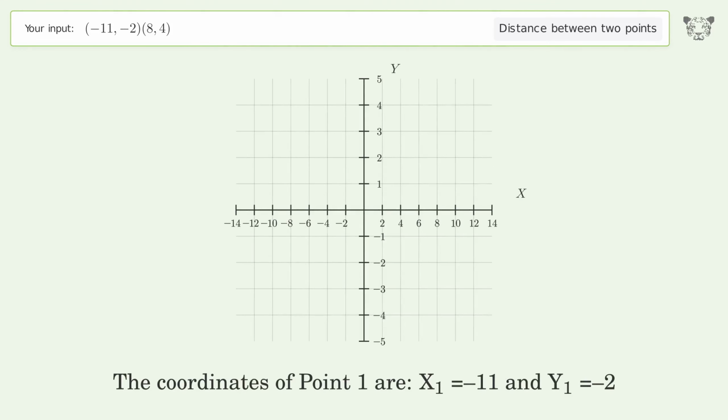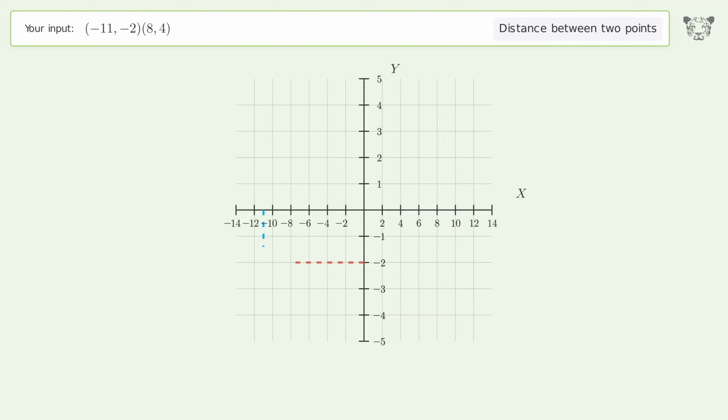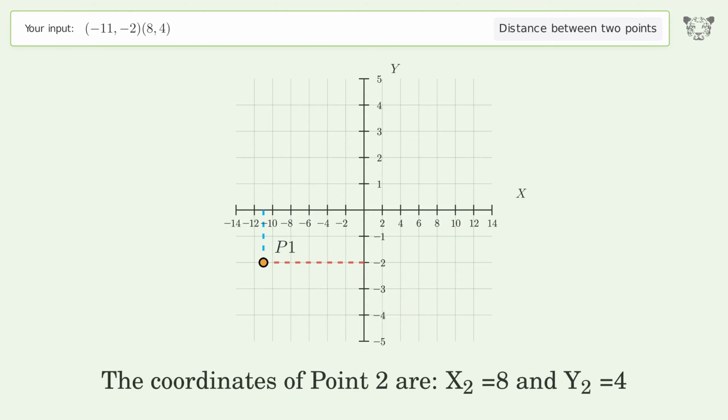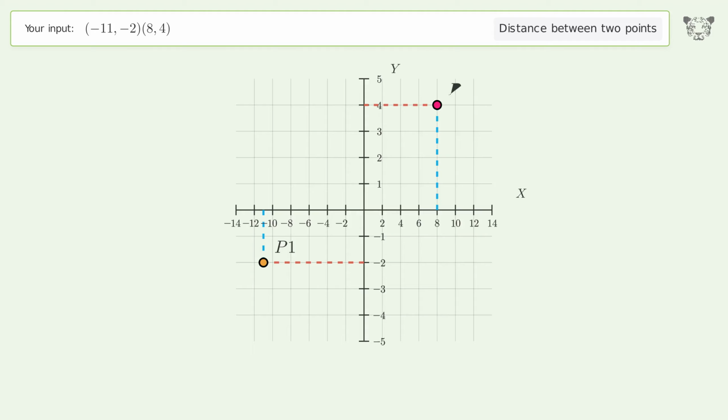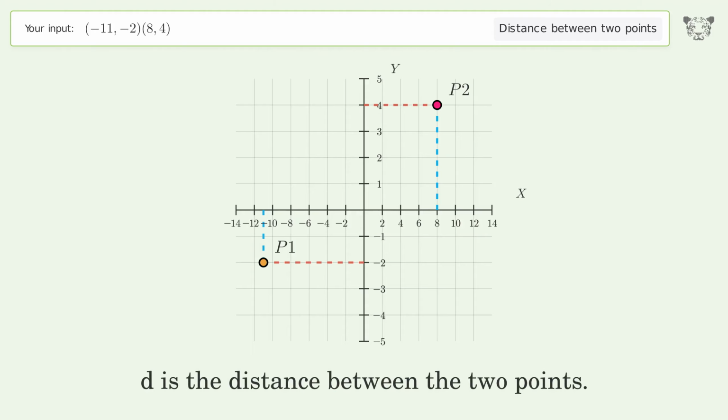The coordinates of point 1 are, x1 equals -11 and y1 equals -2. The coordinates of point 2 are, x2 equals 8 and y2 equals 4. D is the distance between the 2 points.